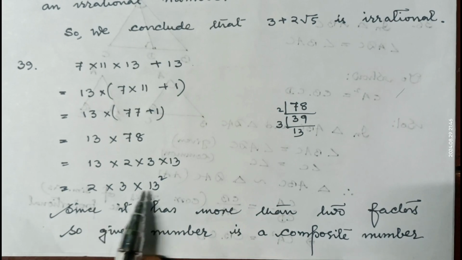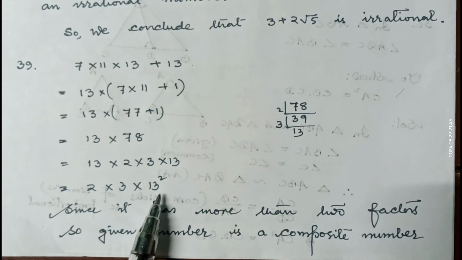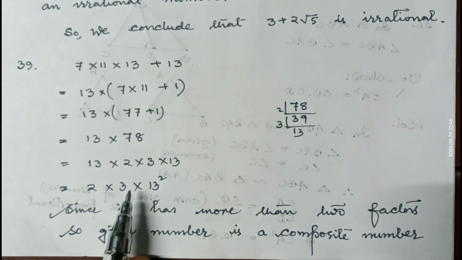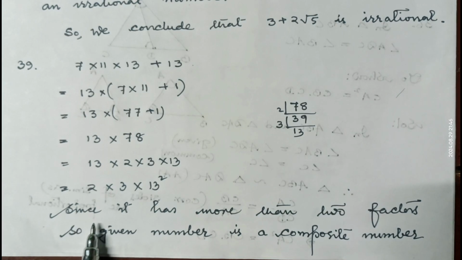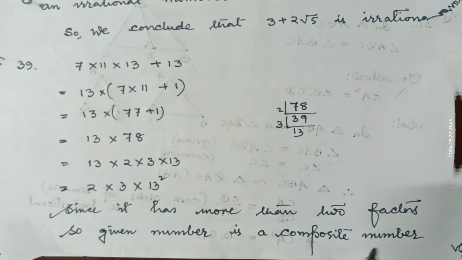As we can see, it has more than 2 factors. So it is not a prime number, it's a composite number. So we have to write like this: since it has more than 2 factors, the given number is a composite number.